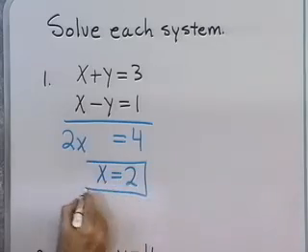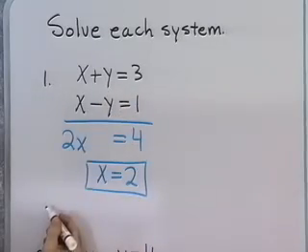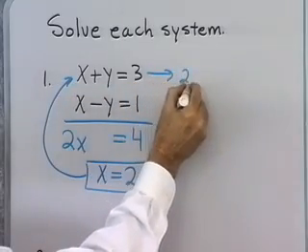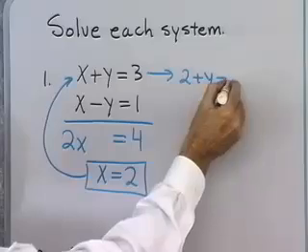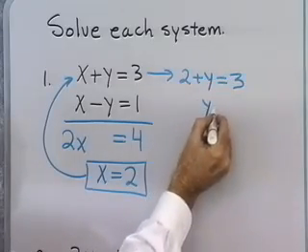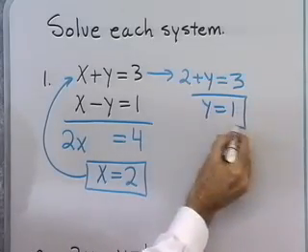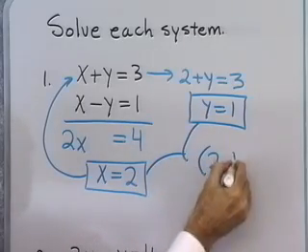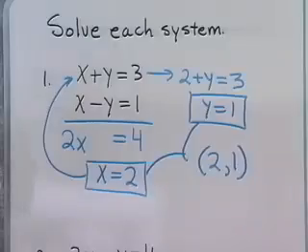This is the x-coordinate of the point where these two graphs intersect. I'll take that value of x, substitute it back into either equation, and solve for y. 2 plus y is equal to 3. y is equal to 1. That's the y-coordinate of the point where those two graphs intersect. So the solution to that system is x equal 2, y is equal to 1.